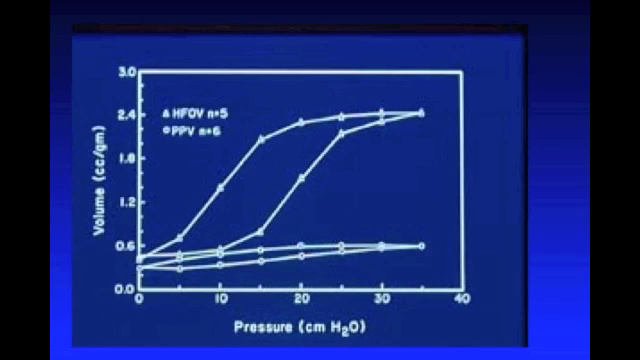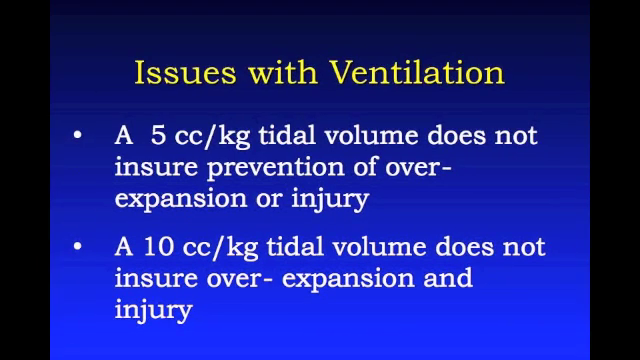So that becomes a critical part of what is going on. So, issues with ventilation. A 5 cc per kilo tidal volume does not ensure prevention of overexpansion or injury. Why? Well, the why is pretty simple, because if 50% of your lung is completely atelectatic and you're giving 5 per kilo tidal volume and you haven't recruited any of that lung, you're really giving 10 per kilo to the lung that's open and you're overdistending it.